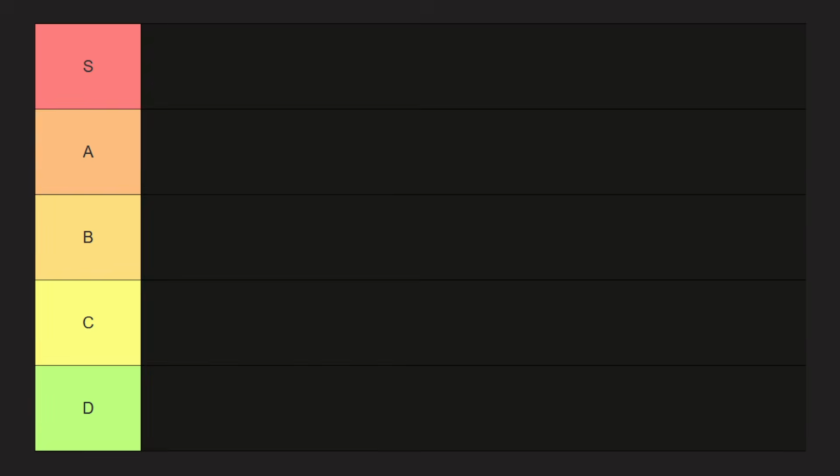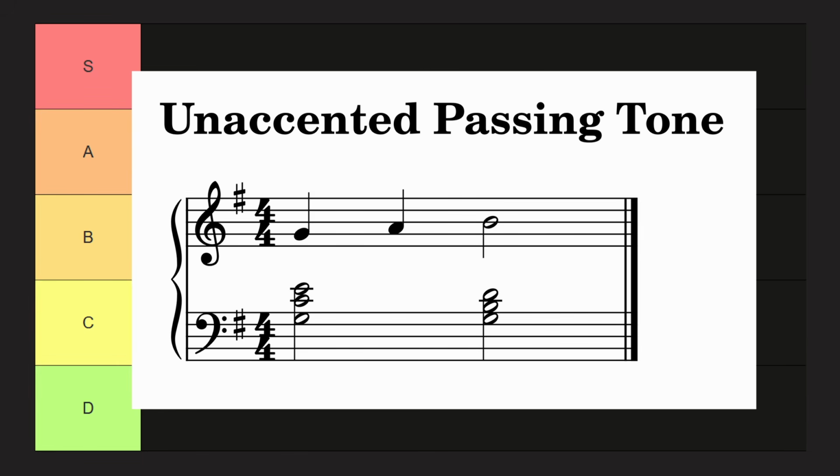The first of which is the unaccented passing tone, probably the most common of all NHTs. They're approached and departed by step in the same direction, filling in the gap between 2 chord tones. The unaccented part just means that the NHT is on a weaker beat than the chord tones. Let's hear an example.